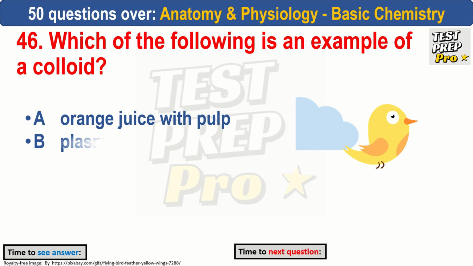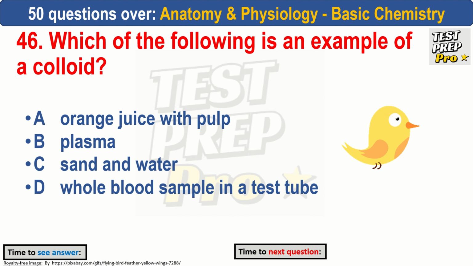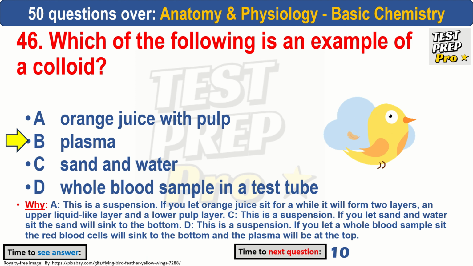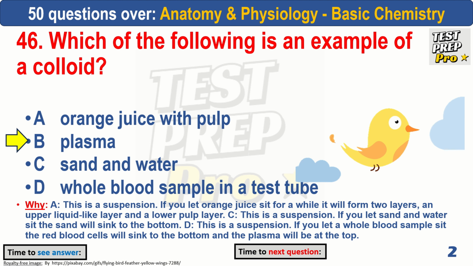Which of the following is an example of a colloid? Orange juice with pulp, plasma, sand and water, or whole blood sample in a test tube? Plasma. Plasma would fit that definition. Orange juice with pulp is an example of a suspension. Actually, all the other options are suspensions.